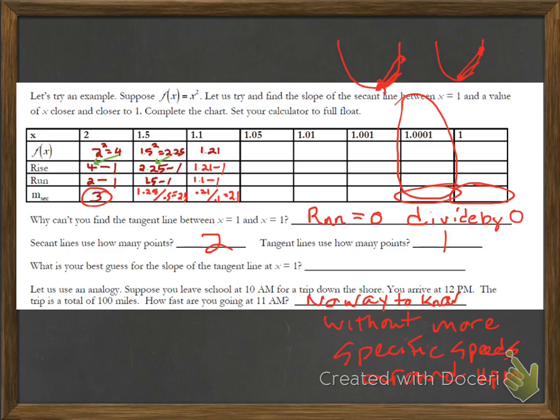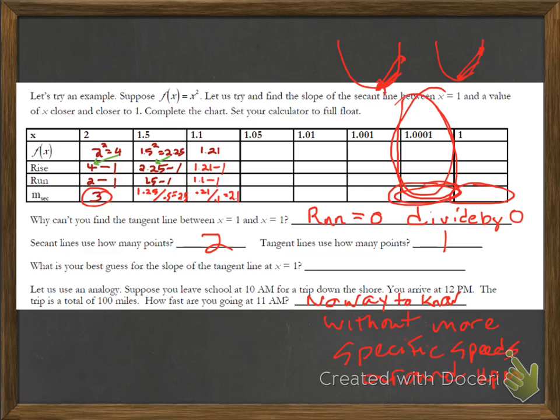And then I went ahead and filled in the other blanks as well. Why can't you find the tangent line between x equals 1 and x equals 1? Because the run would be 0 and we'd be dividing by 0. Secant lines use 2 points. Tangent lines use 1. What's your best guess for the slope at x equals 1? Well, that's what you're going to get from this second to last column. That'll be a pretty good estimate, that bottom slope there, of what the slope is at x equals 1.